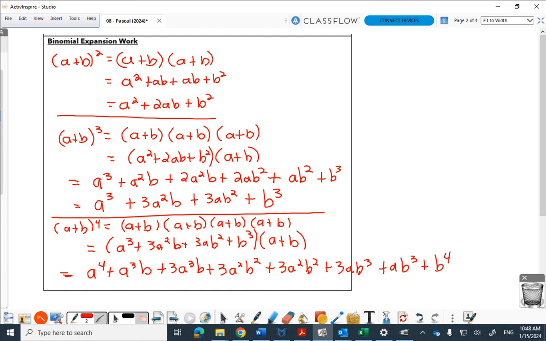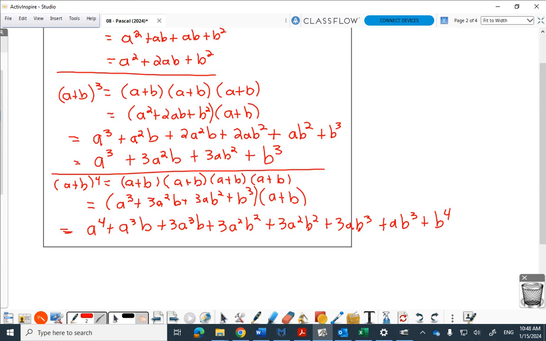And if you've drifted off to sleep, or if the algebra of that is more than you were hoping for on a Monday, then tune in for this line, because this line might get your attention. a to the fourth. Is there any other a to the fourths? No. There's only one of those. a cubed b. The first term is a cubed b, and then I have 3 more of those a cubed b's. So that's 4 a cubed b's.